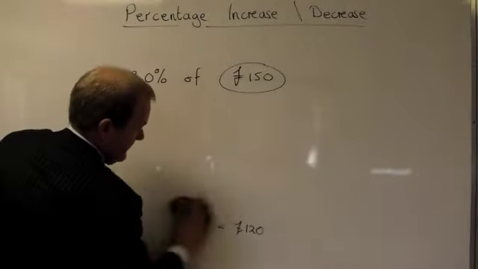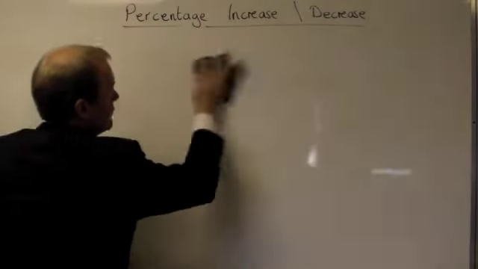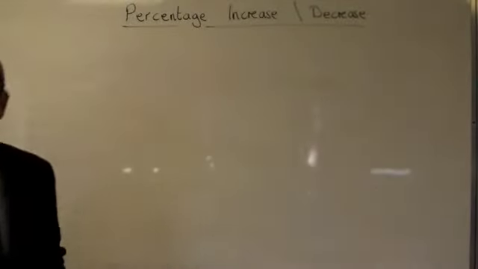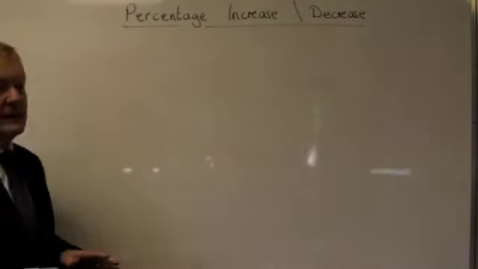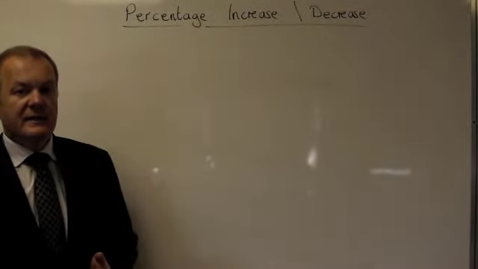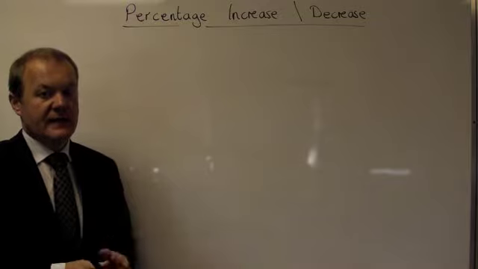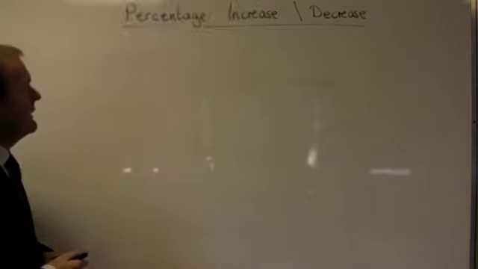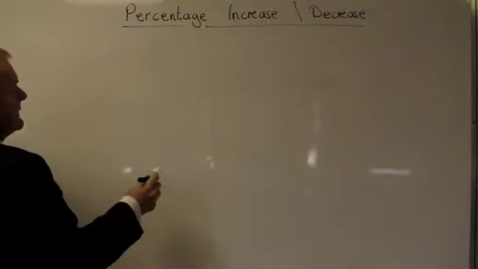However, as we move on to more and more complicated examples, it's much better to complete this in one step rather than in multiples of steps. So rather than working out the percentage and then deducting it or adding it on, we can work it all out by using a multiplier, and that's what we're going to look at here. So I'll go back to the same example.